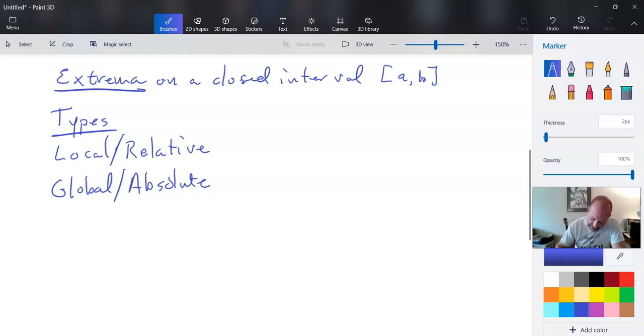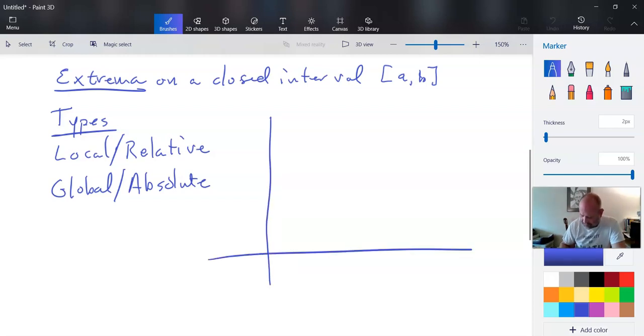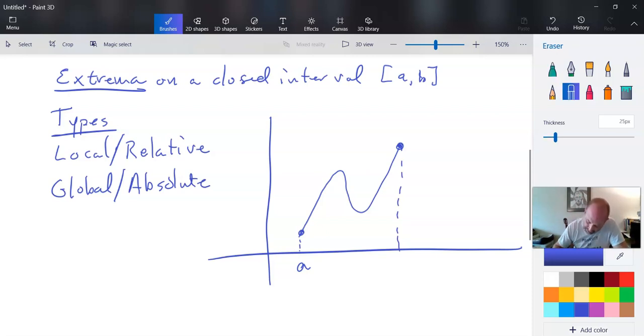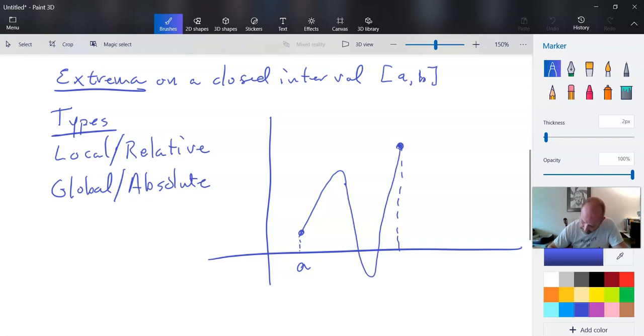So let's just say I have a function here, and I'm not going to put any numbers on this. But on a closed interval, let's go from A and go up here, and let's say B is right here. Just so we understand what the differences are. Oh, and actually, let's do this just for fun. I'm going to change this last part a little bit. Let's drop this down to here.